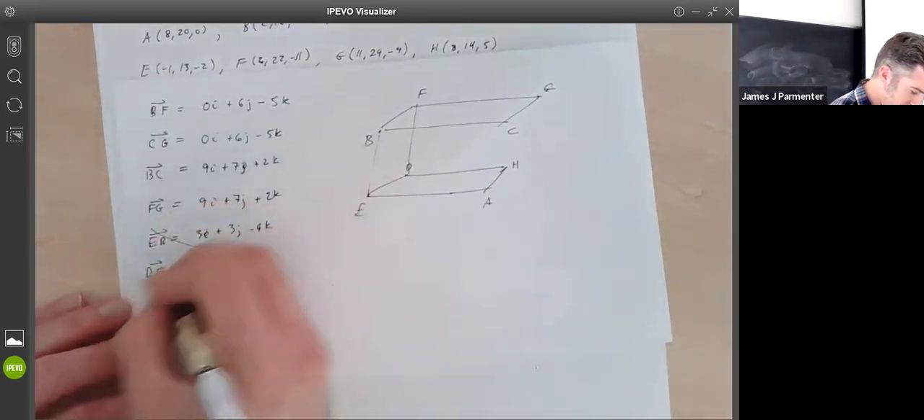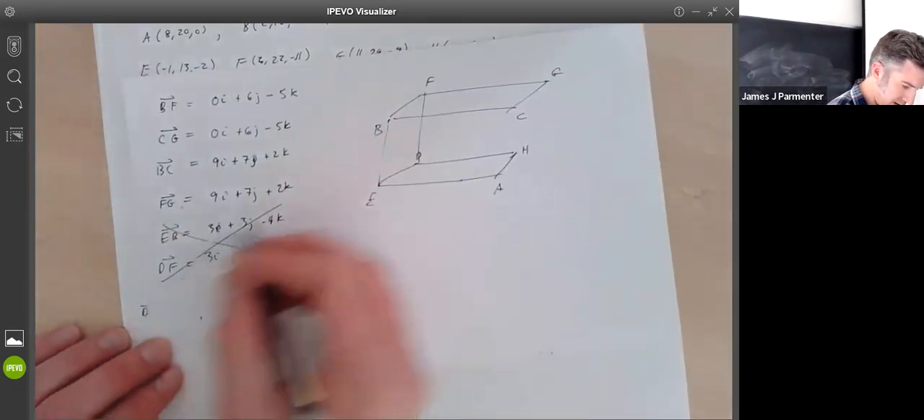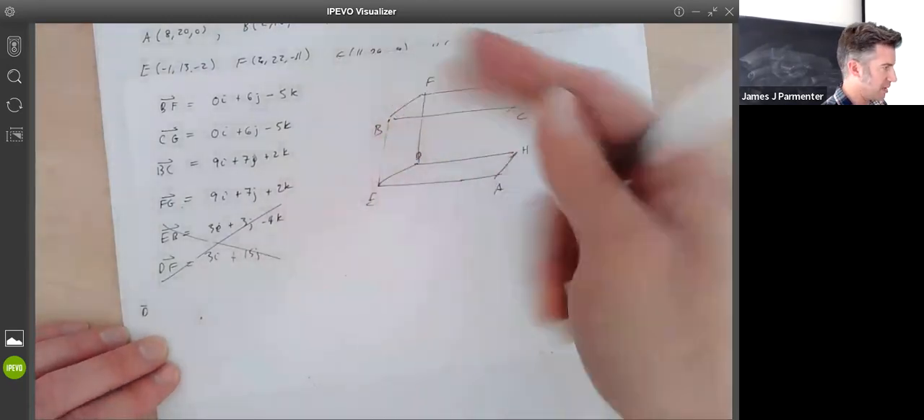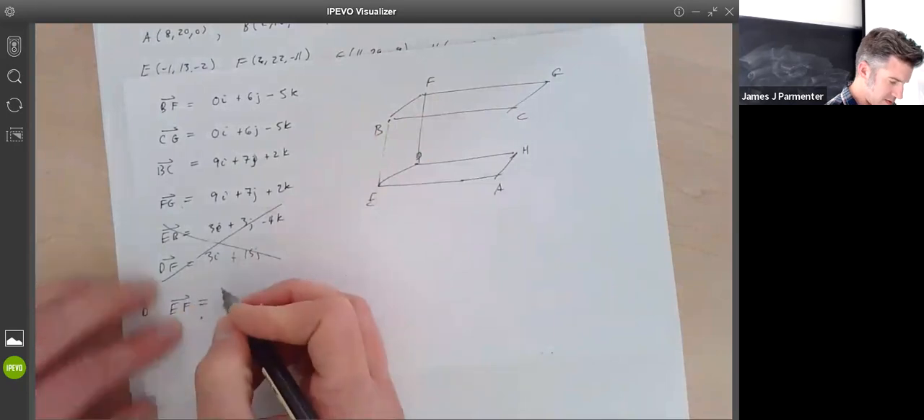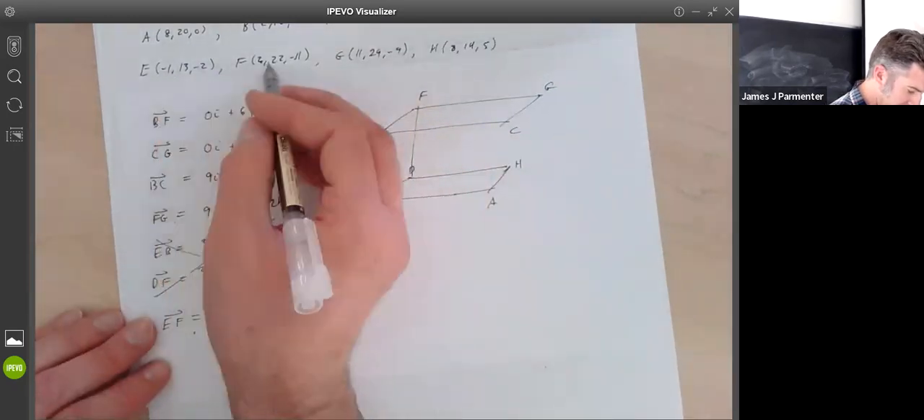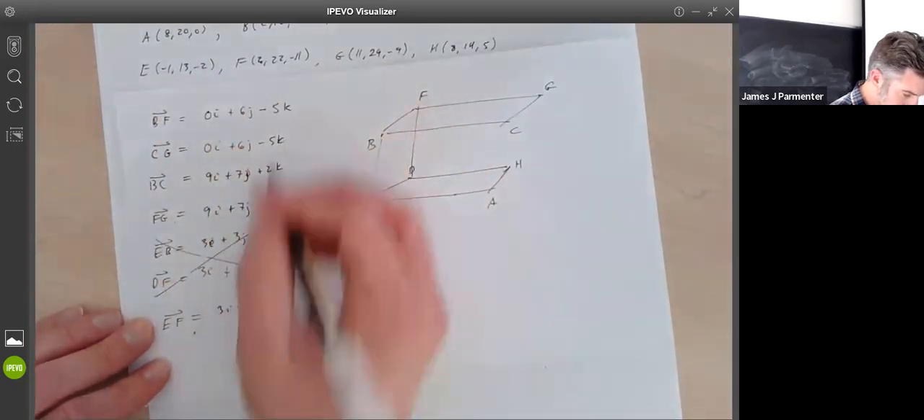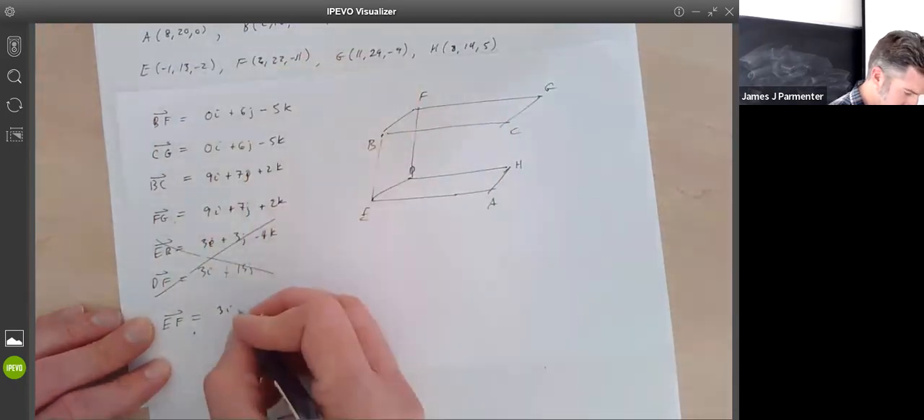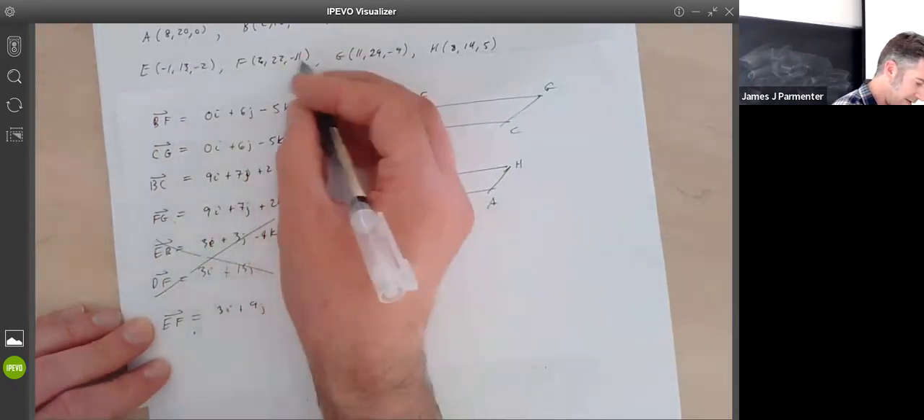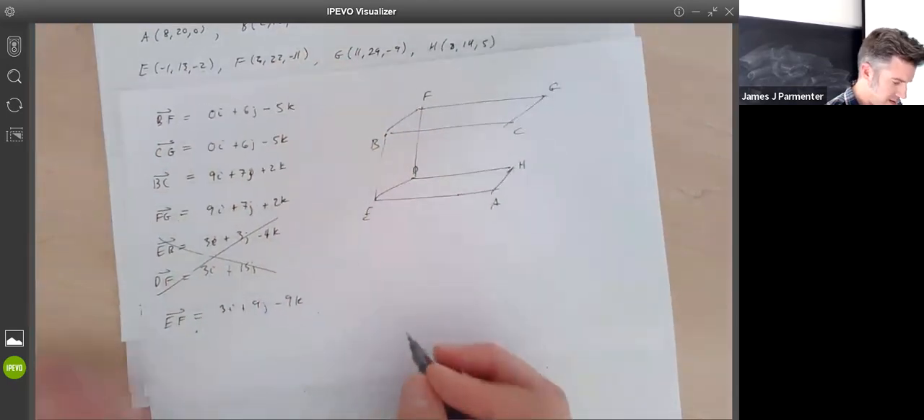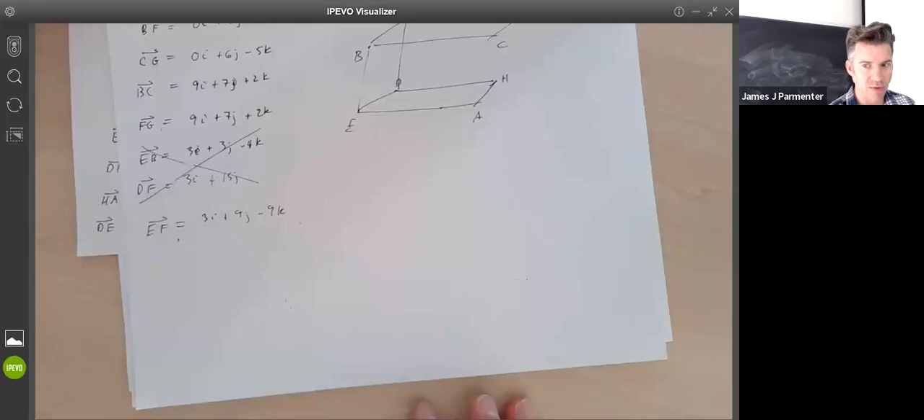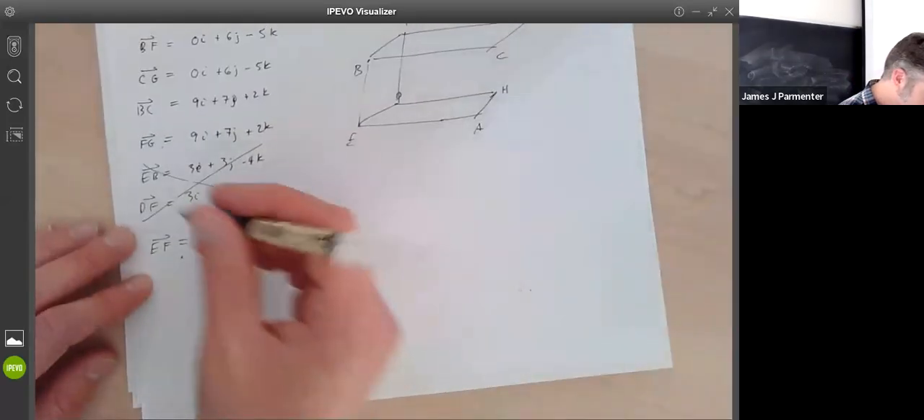So that's not looking so good. Let's try something else. Let's try EF. Maybe I've really mislabeled these. So EF is looking like, let's see. So from E to F, I'm going to get 3I, and then 22 minus 13 is 9J. And -11 minus -2 is -9K. Wow, this is a pain in the butt. Really enjoying this problem so much.